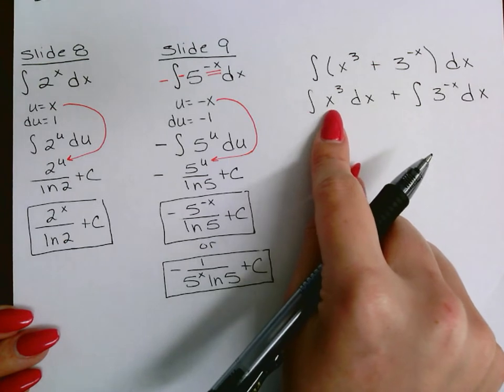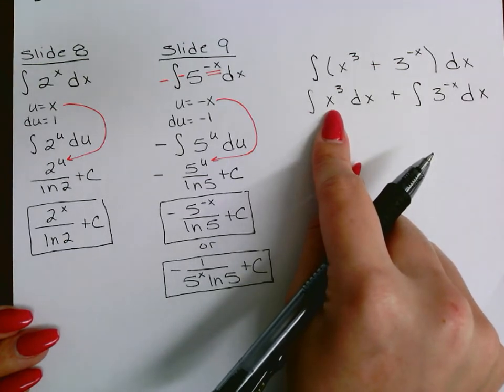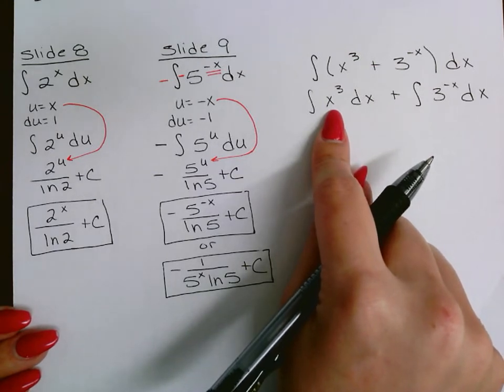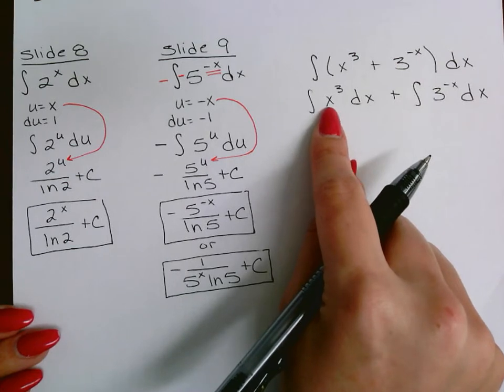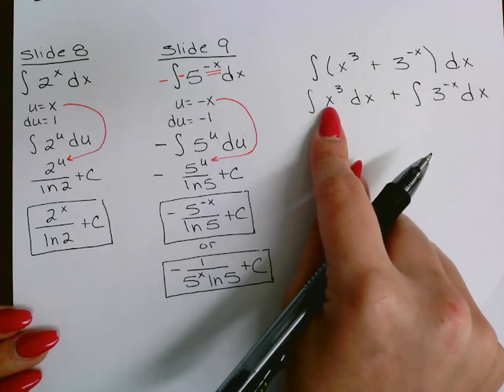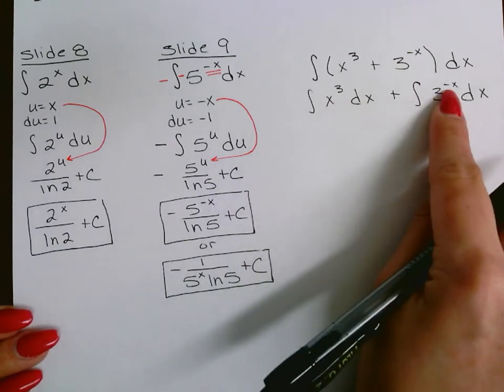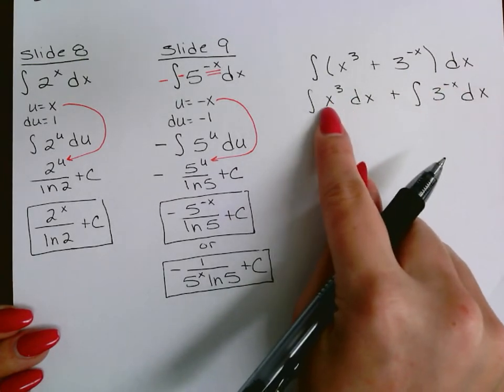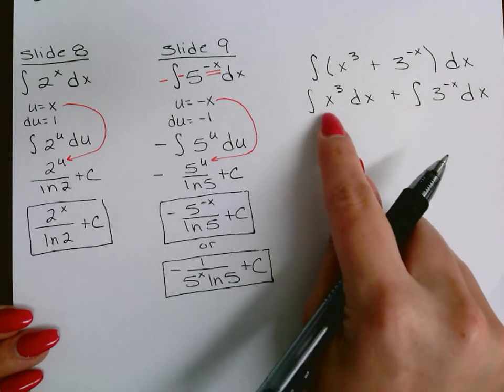What type of question is this first one on the left? Is it an e to the u or an a to the u? Remember, exponential functions have the function in the exponent. This is them trying to throw you off. This is not even an exponential function. This is just a simple reverse power rule. You see how here the function is in the exponent and here the function is in the base? This is just a simple reverse power rule.